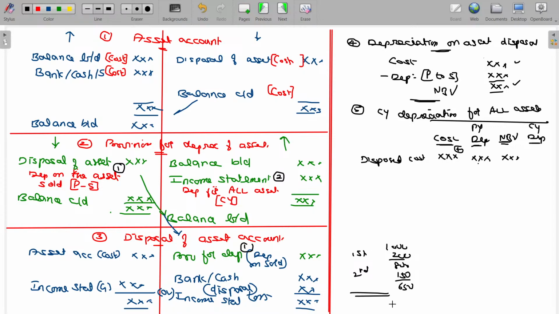Now for the current year you are supposed to create another 150. How can you show it? Cost 1000, depreciation up to the previous year being 200 plus 150, 350. Net book value in your books being 650. Current year depreciation being 150. After that the closing value being 500. That's how you have to show. You have to break all these things down to find out the depreciation up to the previous year and the depreciation for the current year. Clear?